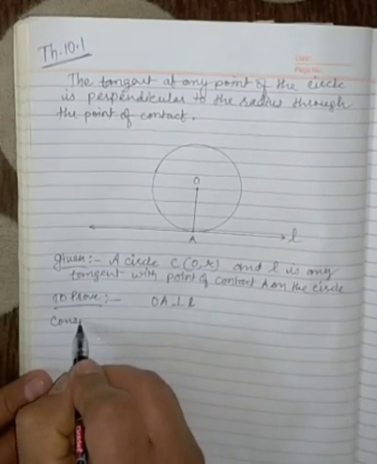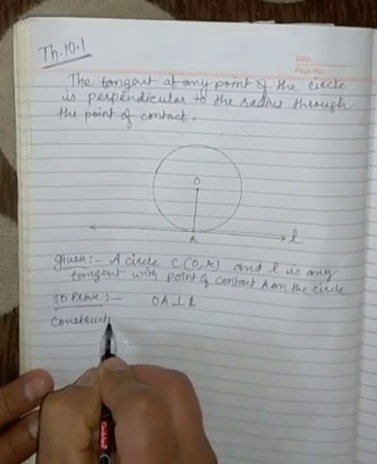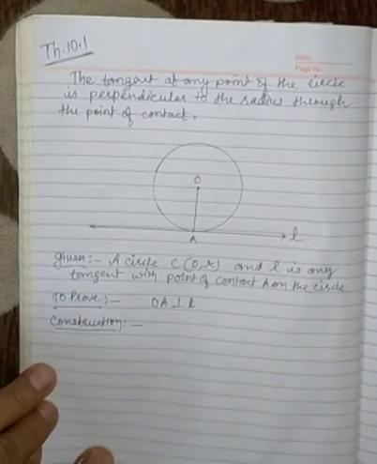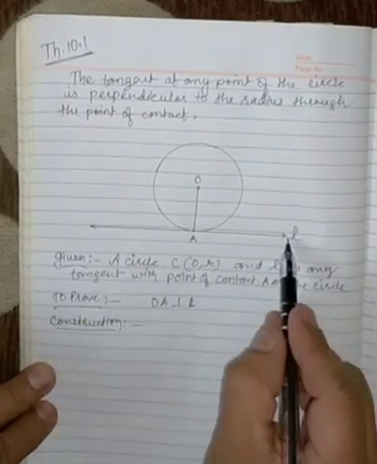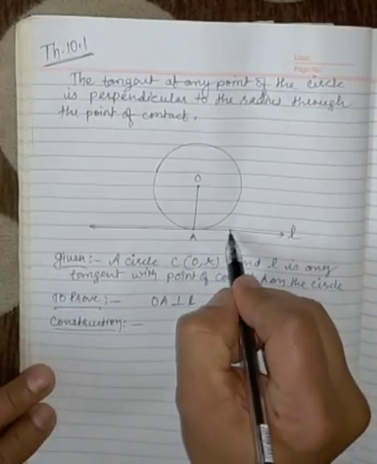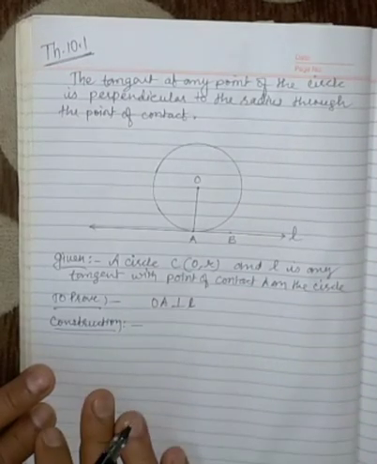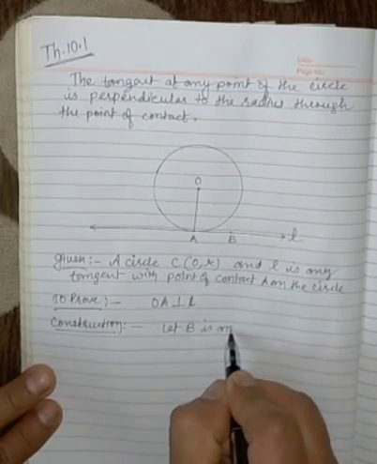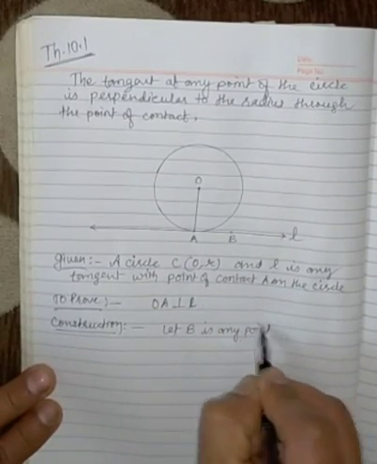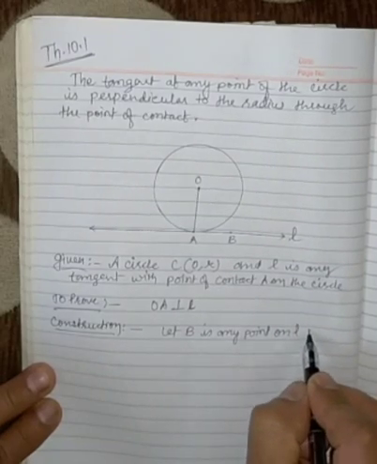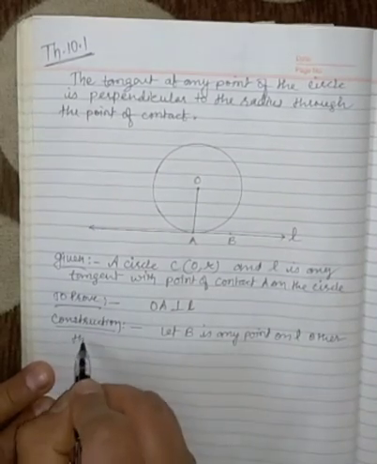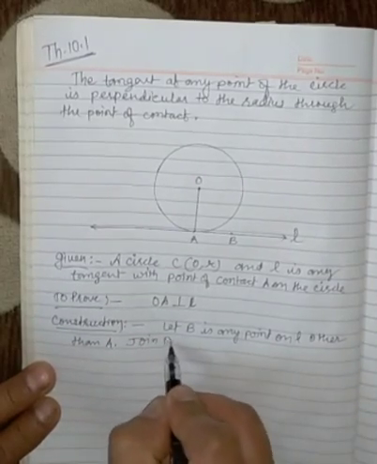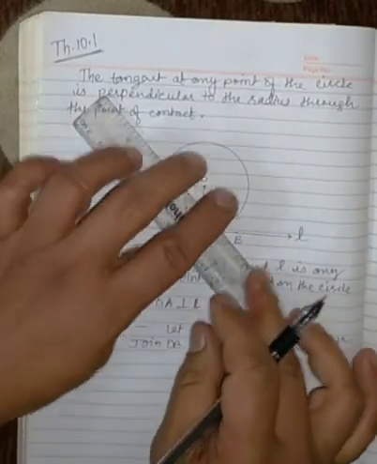Here, since the hints are not sufficient, we will do a little bit of construction. We will take another point other than A on this tangent L. Let B be any point other than A on the tangent. Join OB.